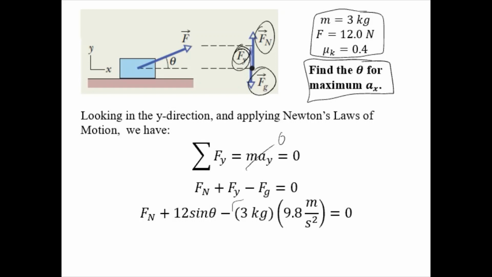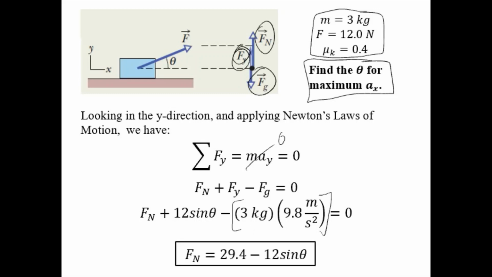And then the weight of the block, we can figure that out, right? The force of gravity, or the weight, is mg. And so mg here would be 3 times 9.8. So we end up with this equation. And of course, we can simplify that down, solving for F sub n, and we get F sub n as 29.4 minus 12 sine theta.